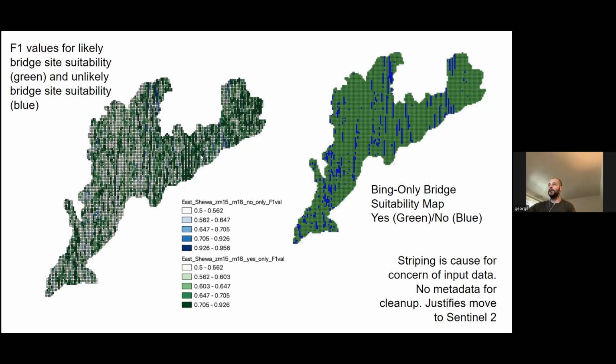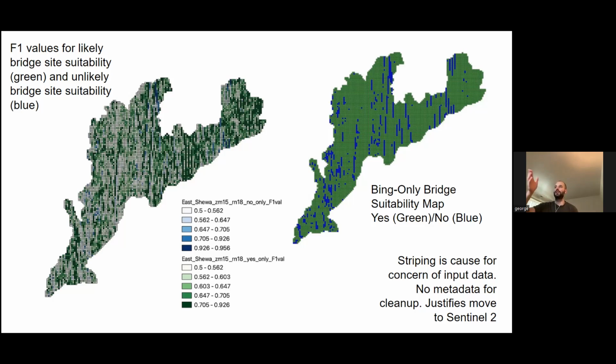And this is essentially what you see here on the left. You see all of the values. You see F1 values, of course. This is the classification that you see down here. The higher the F1 value, the greater the probability is for whether there's going to be bricks there or not.